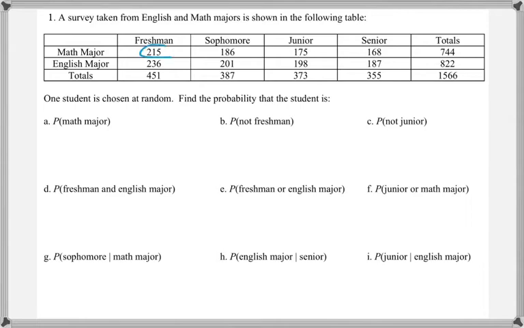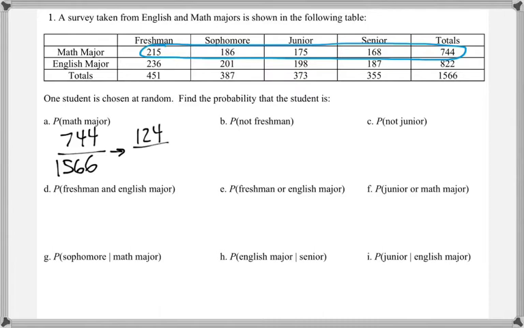So this row is the math majors. So there are 744 math majors out of 1,566 total students. And that reduces to 124 over 261.